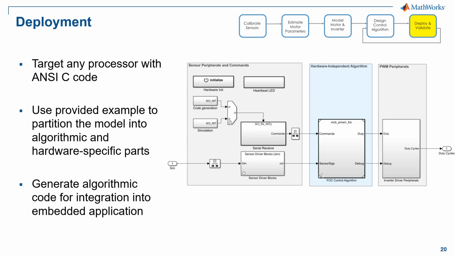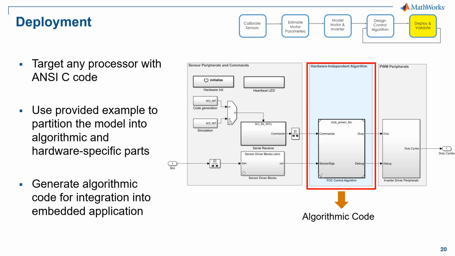Now that we have verified our control algorithm in desktop simulation, we are ready to deploy it to an embedded microcontroller. If you remember, we are using the TI C2000 motor control kit, and the code you generate from the Motor Control Blockset is standard ANSI C code, which means you can target any processor. In this case, this reference example shows how to partition the model so that the FOC algorithm is packaged into a separate model, and it is separate from ADC and position sensor measurement and PWM write.